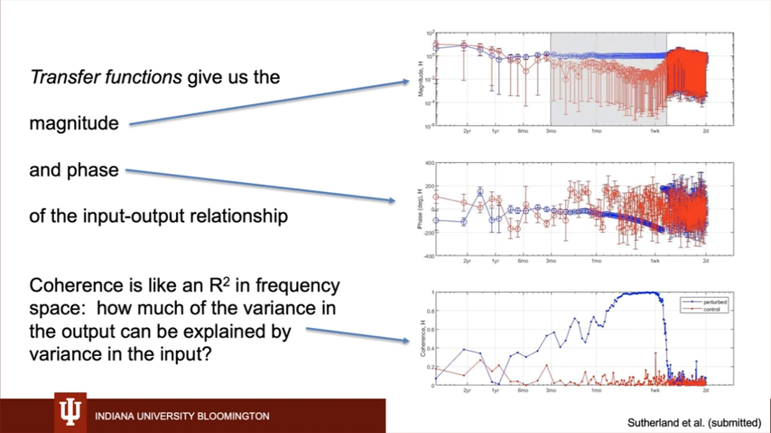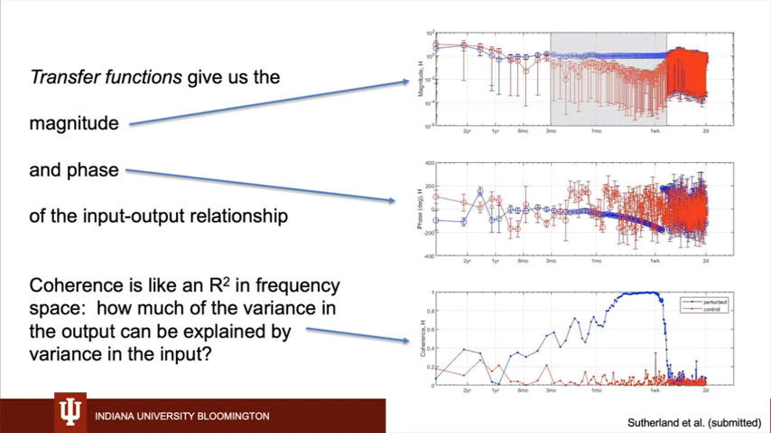And then what you can do is calculate a transfer function, which is based on a cross spectrum. So transfer functions are complex valued. They give you, if you compare, say, the blue line, which is the perturbed run, to a control run, which is the red one, it gives you magnitude, it gives you phase. So that tells you whether the system is amplifying or attenuating the signal. It tells you how long the lag is.